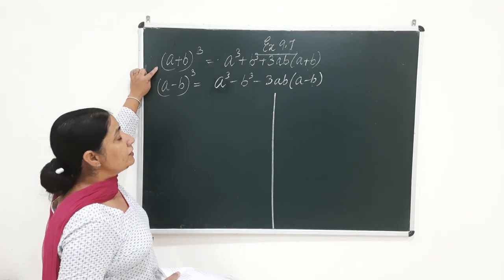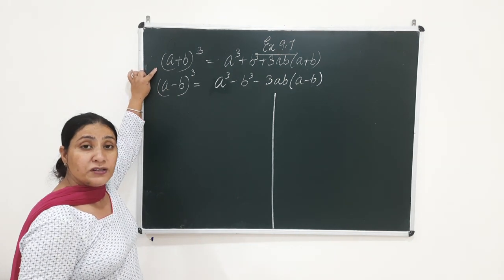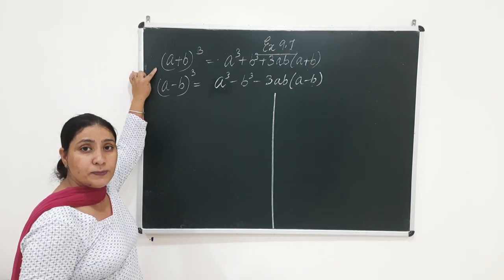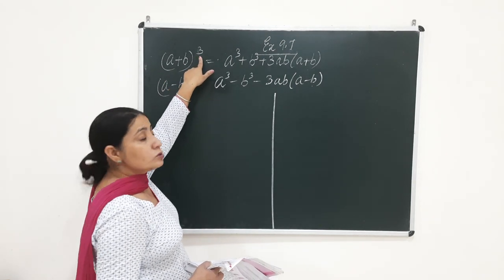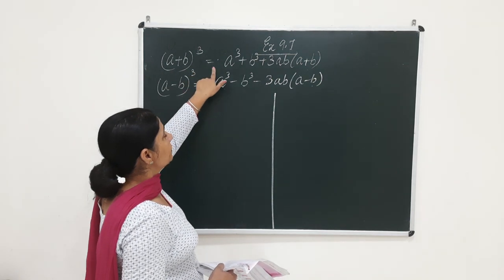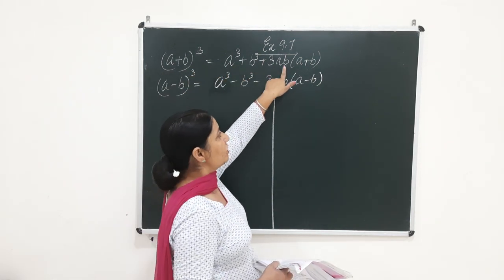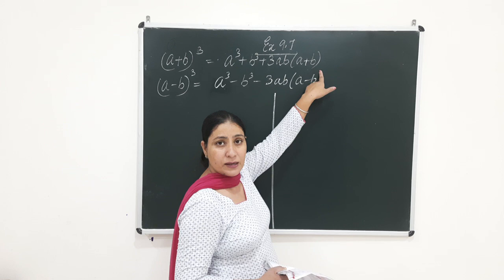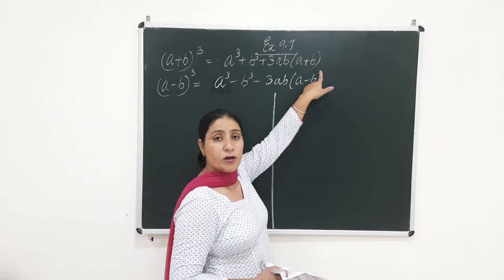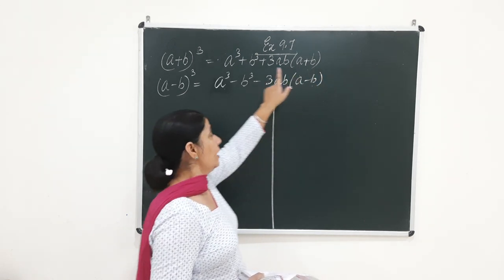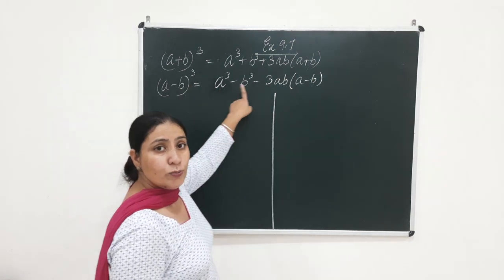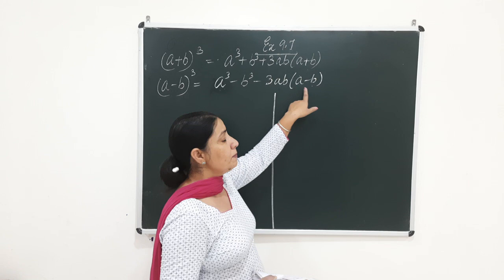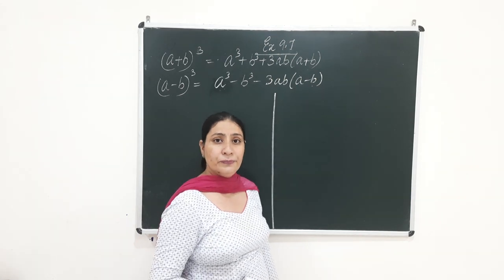First is a plus b the whole cube. In the previous video, we were discussing a plus b the whole square. Now, in place of square, we have got cube. So, a plus b the whole cube, beta, is equal to a cube plus b cube plus 3ab bracket start a plus b. We have to learn the formulas thoroughly before we start with the exercise. And similarly, a minus b the whole cube is equal to a cube minus b cube minus 3ab bracket a minus b. Clear?